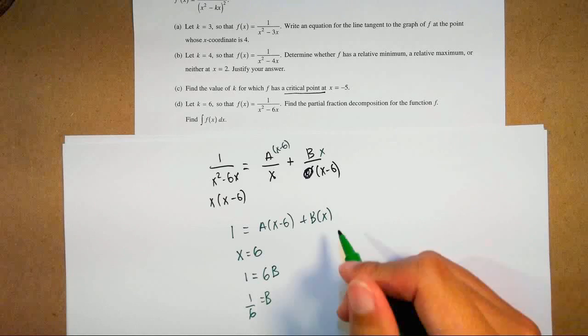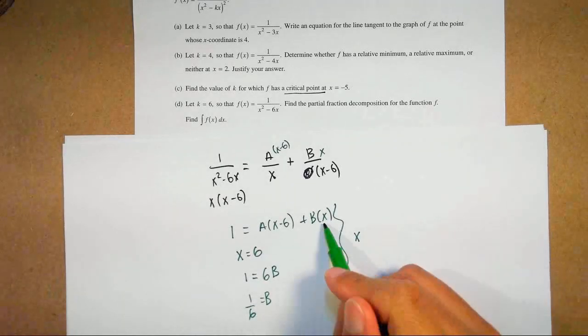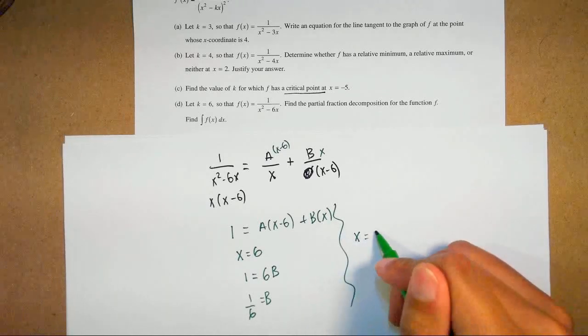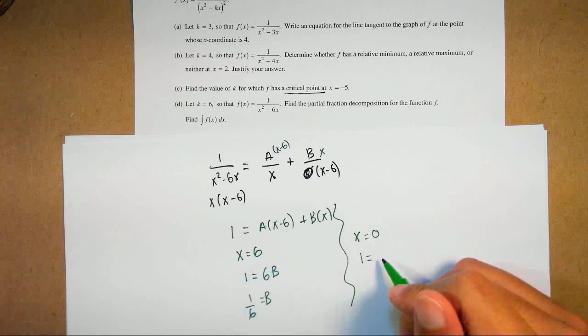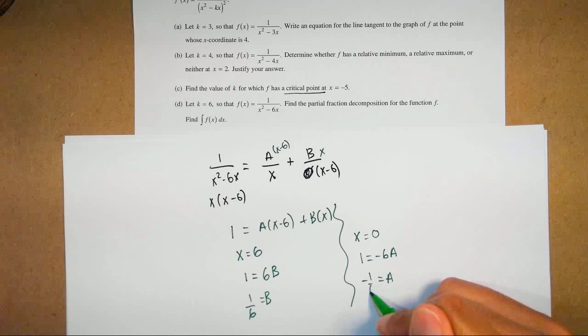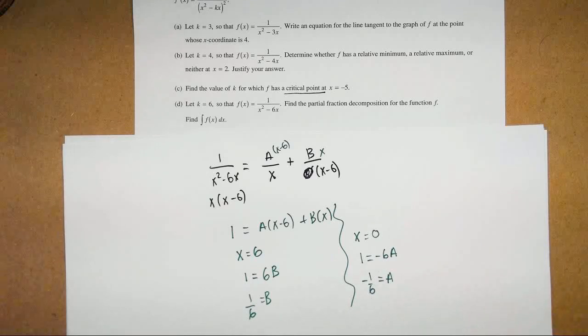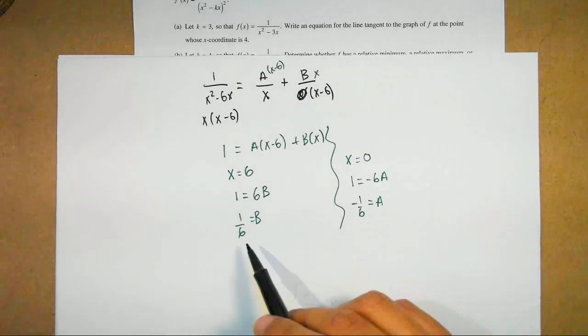Now I'm going to do the same thing, but I'm going to solve for the next one. So I'm going to pretend, how do I cancel out b? I need x equal to 0. So when I plug it in, I'm going to get 1 is equal to 0 minus 6, which is negative 6. So therefore a is equal to negative 1 over 6. Now your next step, once you have this, is you're going to take this negative 1 over 6 and this 1 over 6 and plug it back in.